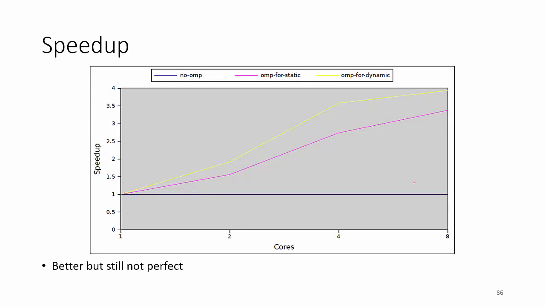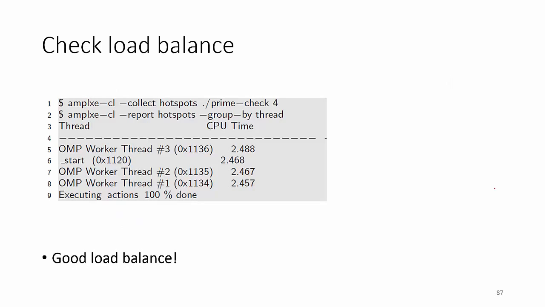And now we get the yellow line here, which is much better than before. So we now get between 3.5 and 4 here, which is not perfect, but it could be good enough for us. And now when we check the load balancing again, we can see that we are more or less equal. A good load balance here.